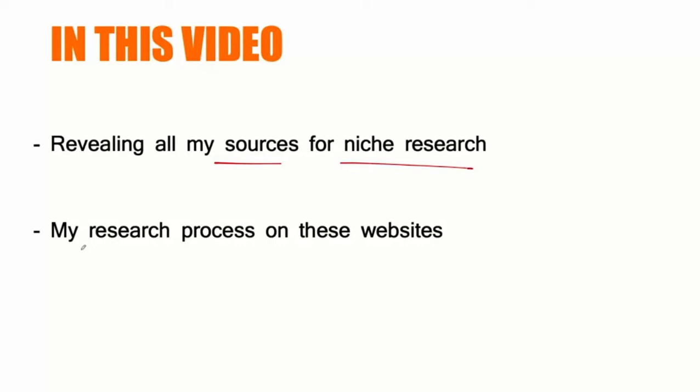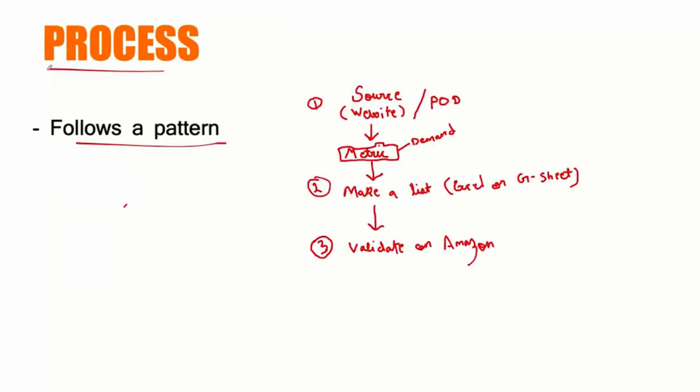I'm also going to go through my research process on these websites that I use for niche research. So the process I follow is a pattern. There's a source website that I'll use for niche research. It's usually a print-on-demand website, but not all of the time. I will use a metric to determine that there's demand for that niche on this print-on-demand website. If there is, I will add it to my list. I usually use Excel or Google Sheets to make lists, and then I'll validate it on Amazon.